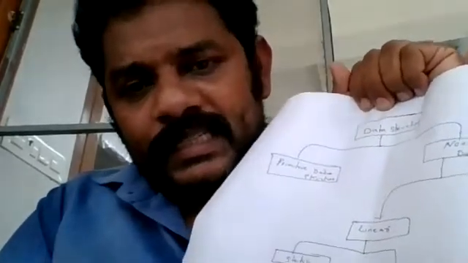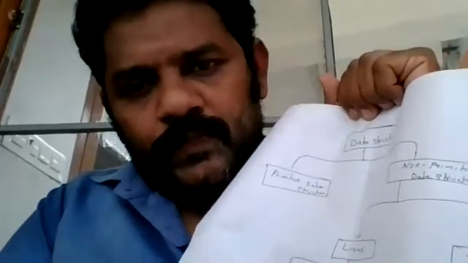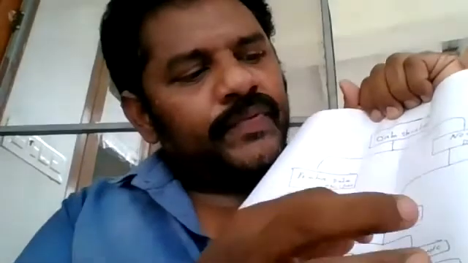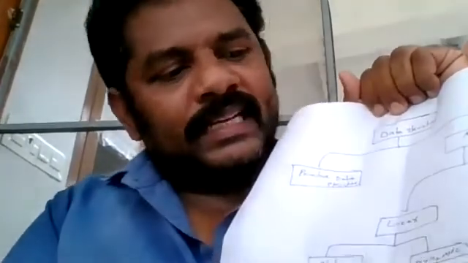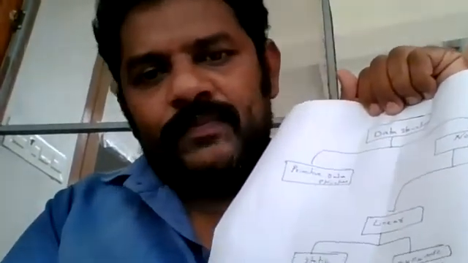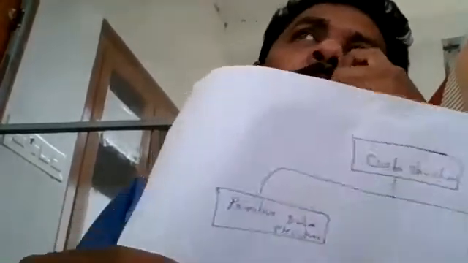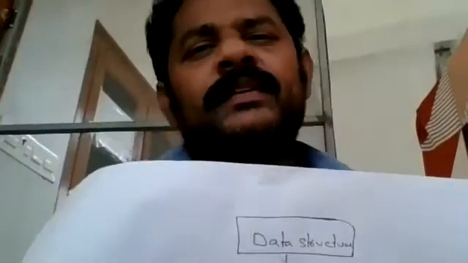Dynamic means list, stacks, queues. Non-linear means trees and graphs. Firstly, we will discuss linear data structures, that means dynamically linked list, queues, stacks. The drawback of an array is also known.